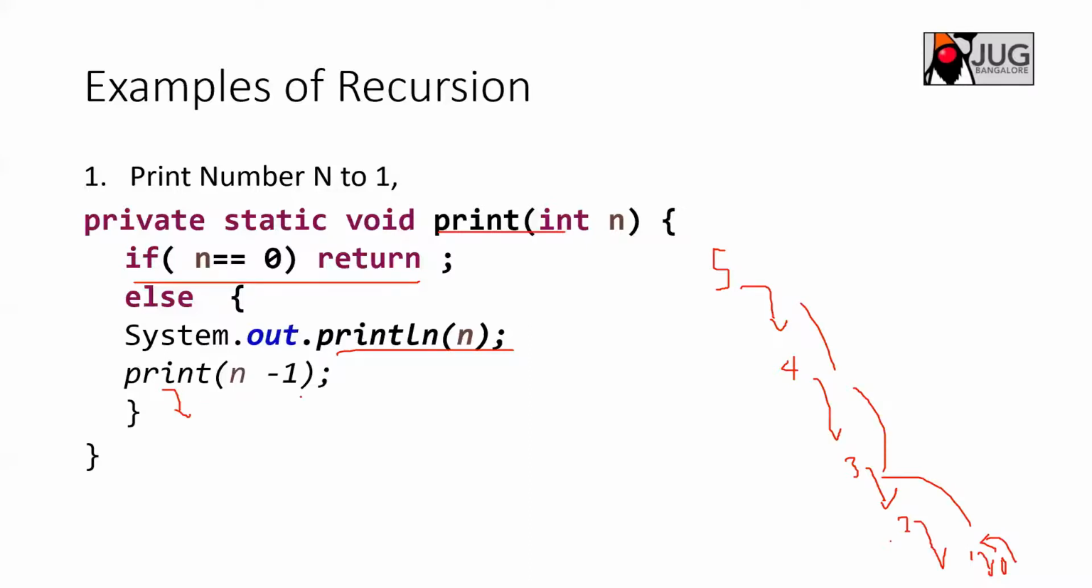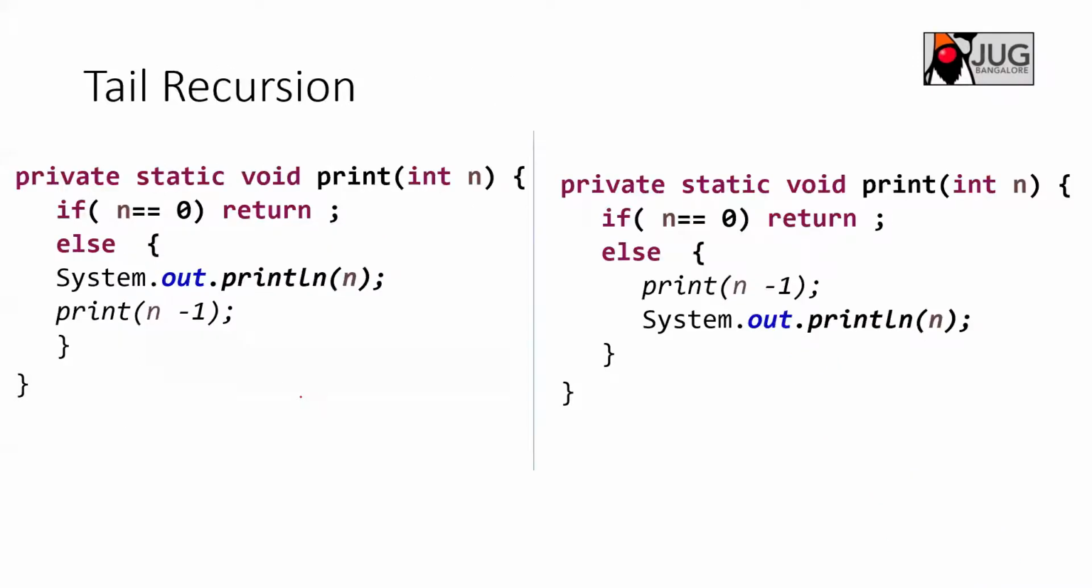There is a slight difference in how you printed the elements from 1 to n and n to 1. So here you are printing elements from n to 1, and here you are printing elements 1 to n, two functions. So can anyone make out what the difference is? The difference here is that the recursive call is the last one to make here. The recursive call is the last one here, and that is called tail recursion.